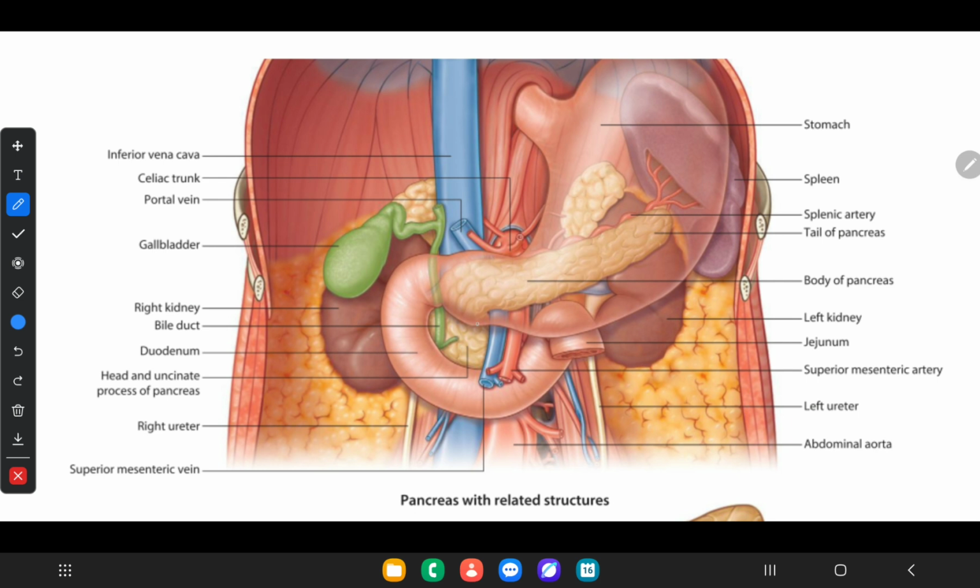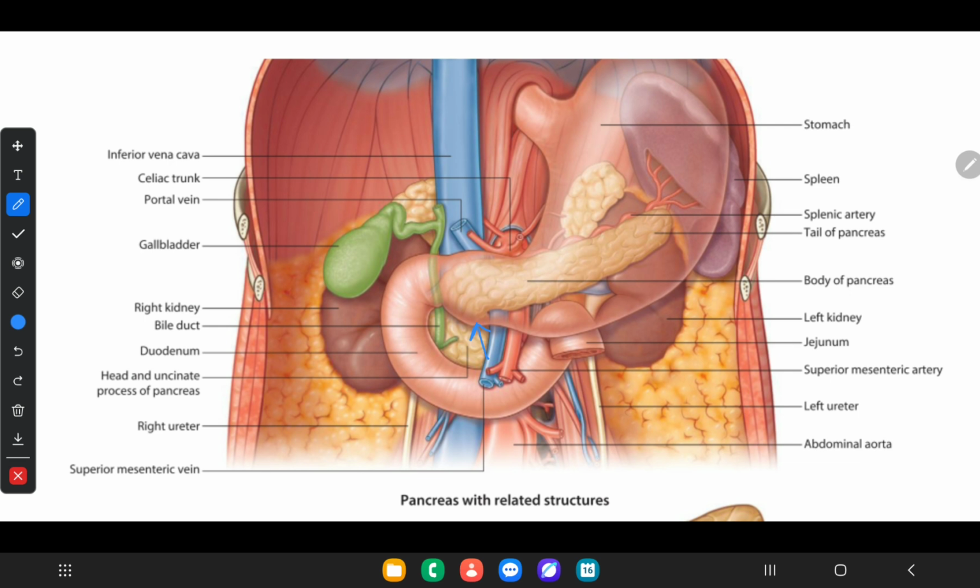Here in this diagram you can see the pylorus of the stomach. The pylorus of the stomach is related anteriorly to the neck of the pancreas, and the neck of the pancreas is separated from the pylorus of the stomach by the lesser sac. In between these two structures there is the lesser sac, which you cannot see here. You have to see a 3D view to look at the lesser sac.